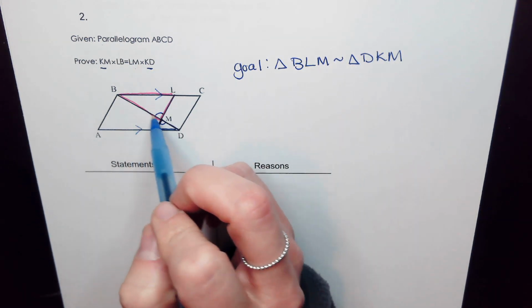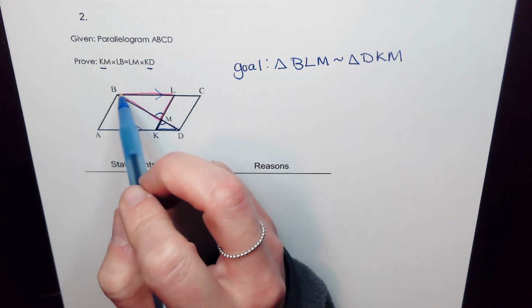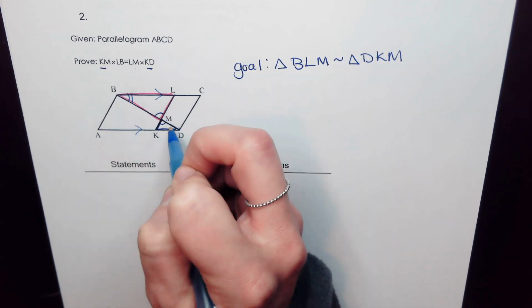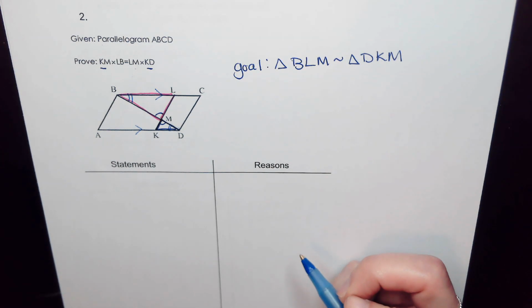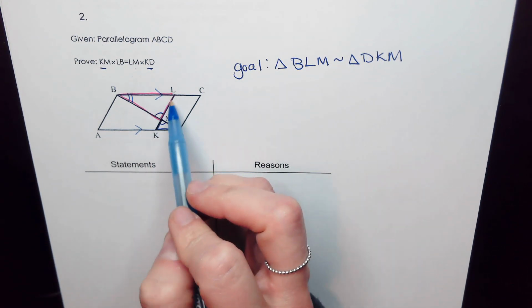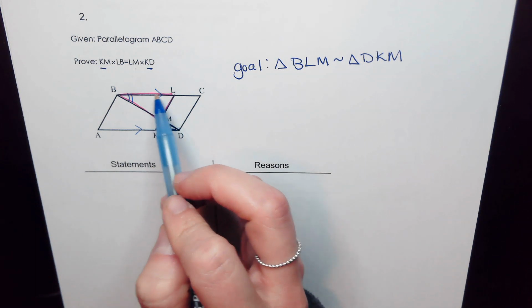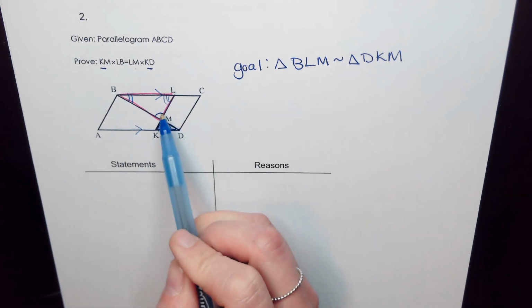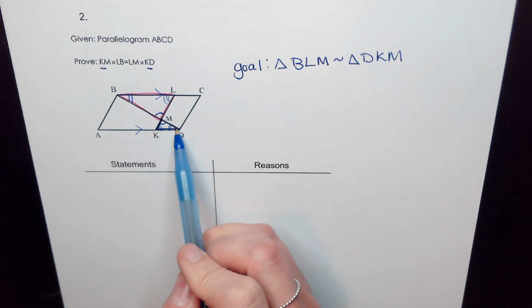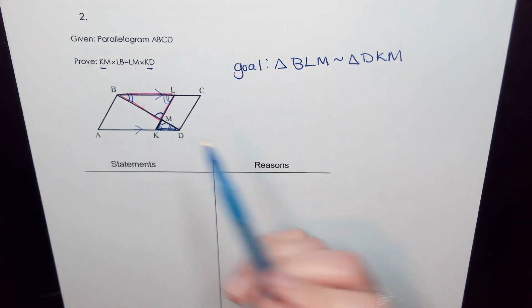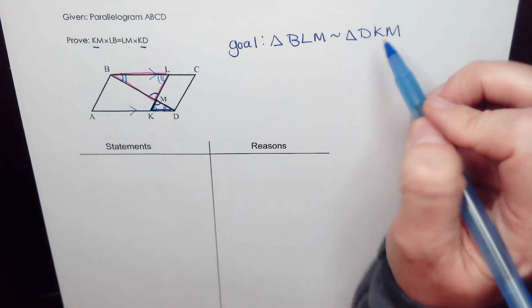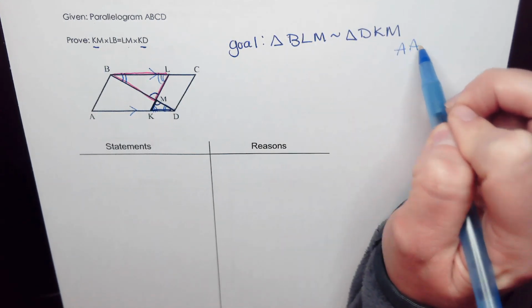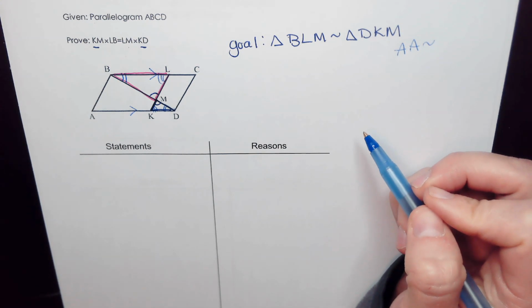All right, so hopefully you notice this Z right here. And that Z means that we've got alternate interior angles congruent. And with that, you also actually could have done this Z as well. If you want to save a step, instead of doing the vertical angles, there we have another Z. So those are also parallel lines cut by a transversal. So now we can get these two triangles to be similar by angle-angle similarity.